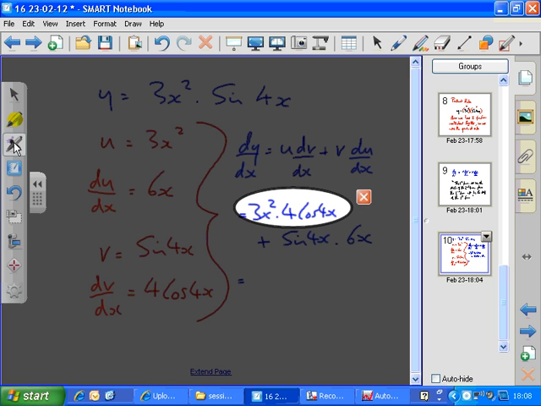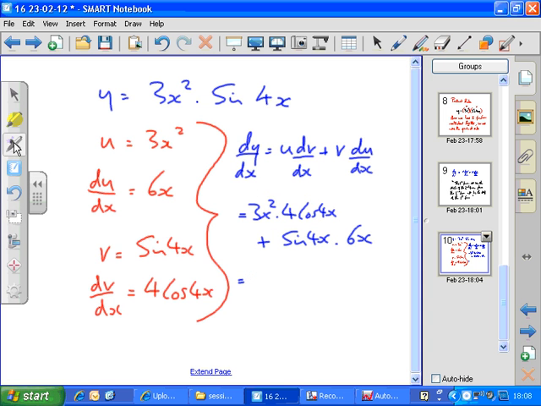So I can do this in any order I like. I can do the 3 times the 4 bits. Any two numbers I can multiply together. 3 times 4 is 12, x squared times cos 4x. We always put numbers first, then terms involving x next, and then finally trigonometric functions. Because if I don't have the trig functions at the end, you're never sure whether you're finding the cosine of just a bit as well as the whole lot. So put the trig function at the end and you won't have to worry about that. So I would tidy this up as 12x squared cos 4x.